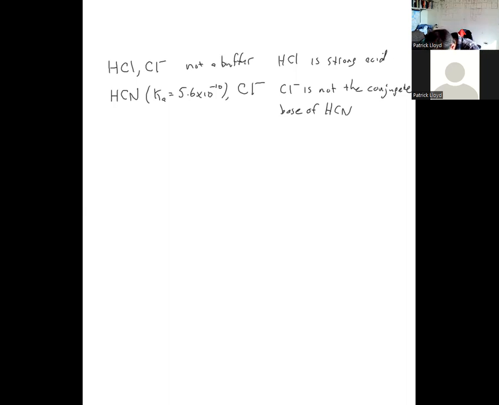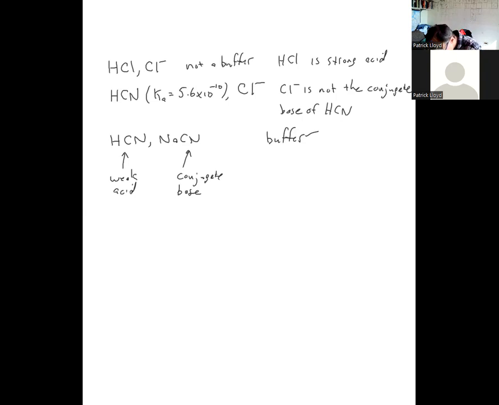So if I had HCN and NaCN, okay, now you got a buffer. That's okay, that's a buffer. Why? Because we have the weak acid and we have its conjugate base. Again, we don't worry about the sodium or potassium because those are just ions that are going to dissolve into the water. The sodium and potassium are conjugate acids of a strong base, so they don't affect the acidity. Okay, so that would be a buffer.